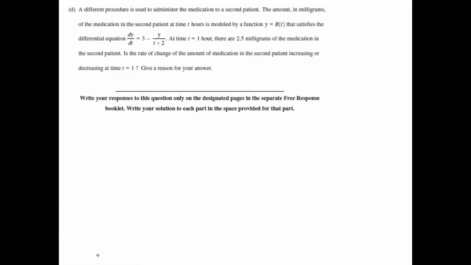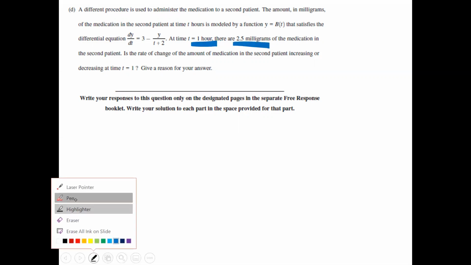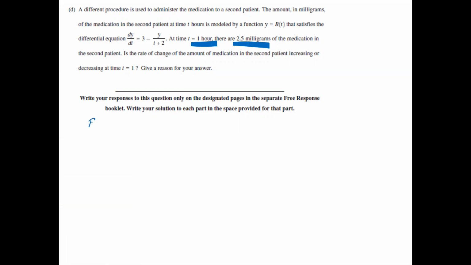All right, so at t equals 1 hour, there are 2.5 milligrams. And so you know that your rate of change is going to be dy over dt, which is 3 minus y over t plus 2.